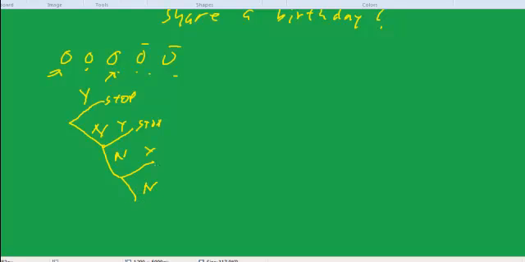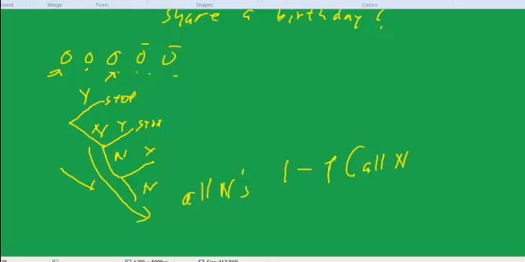And if we get through all the students, if we go along this path and we get all no's, then we have finally gotten through everybody without finding a match. And so if we take 1 minus the probability of getting all the way down this path with all no's, then that'll be our answer. So now we have to figure out what the probability is of going down this path.